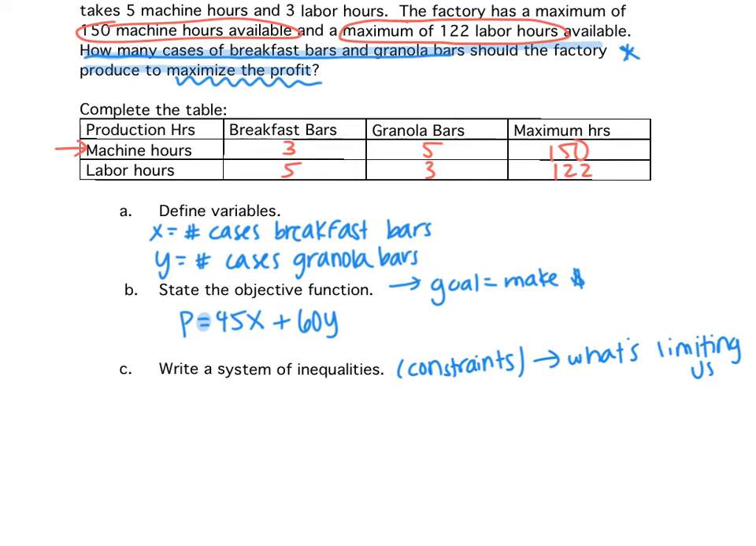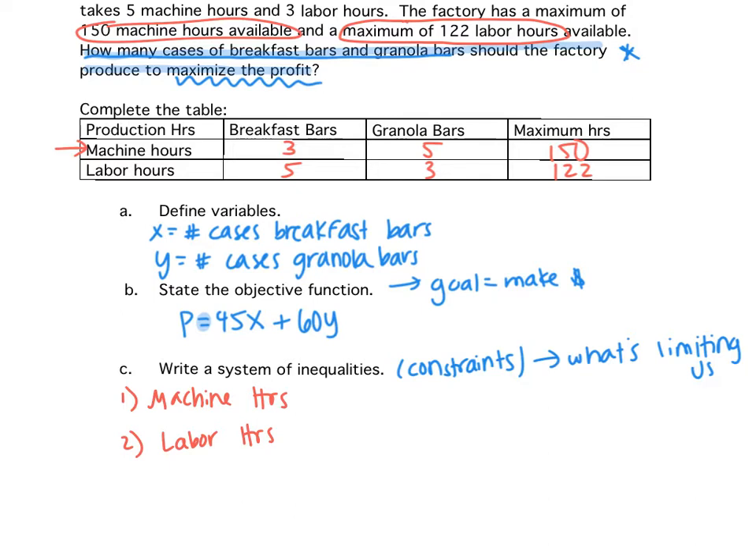So we are going to write an inequality for each item that's limiting us. The first item that's limiting us is the machine hours. And then we have the labor hours. We only have a certain number of those, so we have to work within the hours we are given.